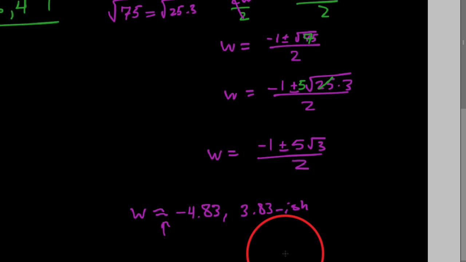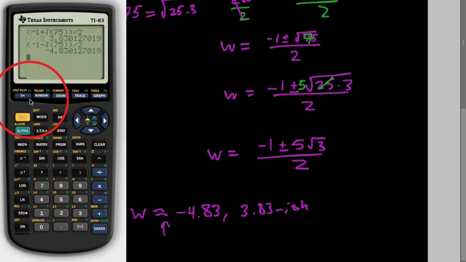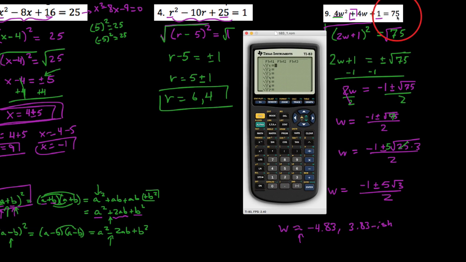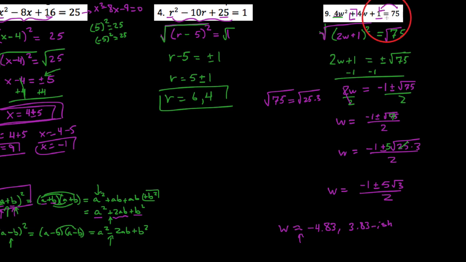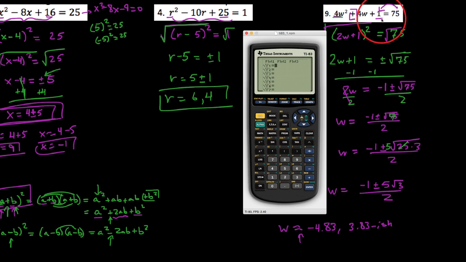So it's about 3.83-ish. I think the idea, though, is, again, I want to go graph this on my graphing calculator and show that these are actually my x-intercepts. So if I were to set this equal to 0, that would involve subtracting 75 back over there. That's going to make this a negative 74. So to graph this, we would say 4x squared plus 4x, and we would get minus 74.